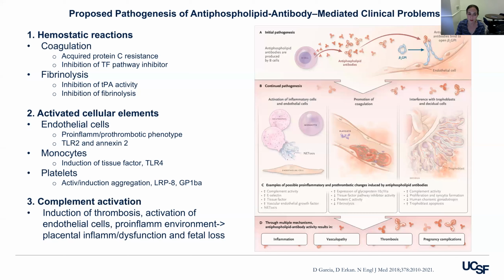And then thirdly, and very importantly, there has been an increasingly recognized role of complement activation, which informs some of the treatment we use in refractory disease, leading to induction of thrombosis, activation of endothelial cells, and this pro-inflammatory environment being shown to lead to placental inflammation and dysfunction, leading to fetal loss. And these mechanisms here are outlined in the panel on the right for you.